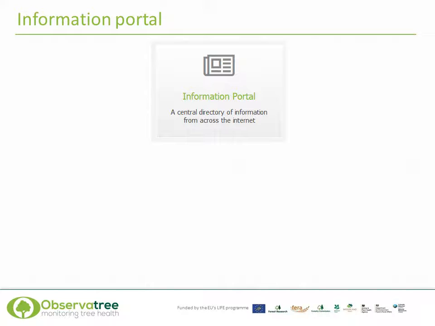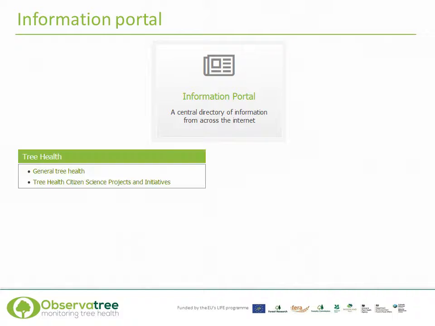The information portal provides a different route to find all of the Observatree developed resources, as well as links to many other useful materials developed by others. This includes a section on tree health. General plant health has sampling guides, tree identification information, and government plans. Tree Health Citizen Science Project and Initiatives holds information on other projects that you can get involved with alongside Observatree.